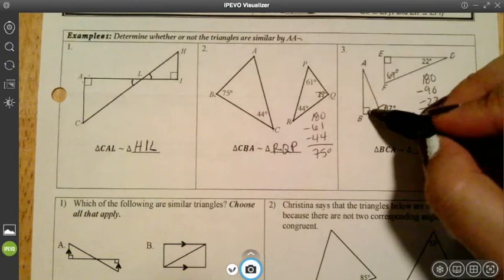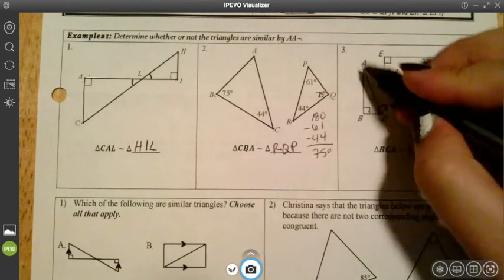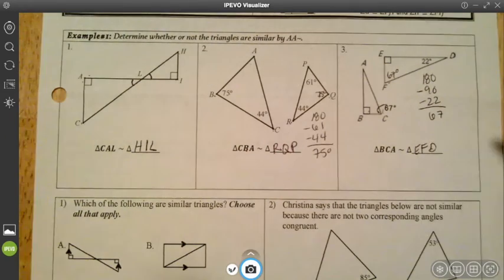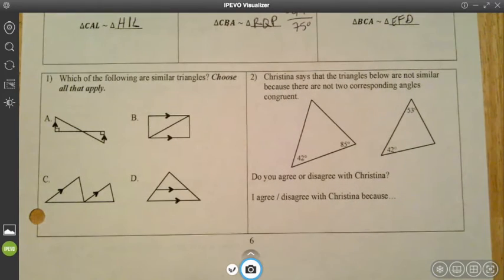Angle B is my right angle with E. C is 67 with F. And A matches with D. I'd like you to do these two as a try this, and we'll go over them in class. Make sure you're thinking critically about the examples we've already talked about, and don't assume any information other than that lines are straight.